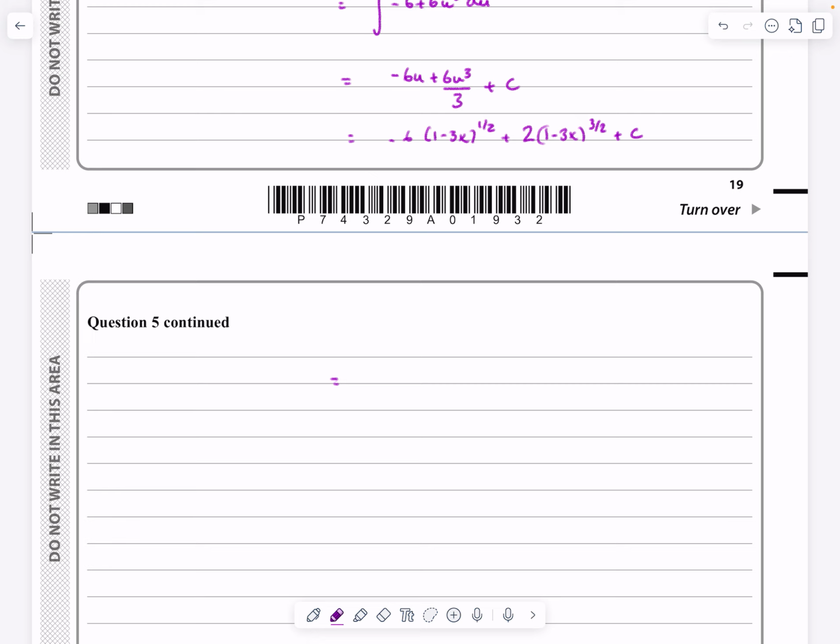I can probably get there pretty much straight away here. So what have I got? I've got 2, that's 3 over 2, isn't it? Yeah, so I'm just being careful here. I've got 2(1 minus 3x) to the 3 over 2 minus 6 lots of (1 minus 3x) to the half plus my constant. Don't worry about the constant. The constant is just plus c all the way through because the constant can just keep changing here.